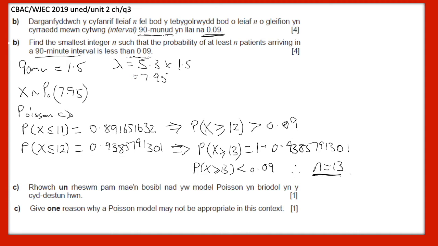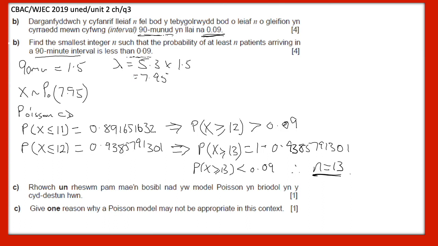Now, so in this particular case I only need one reason. It's only got to be fairly simple. And if you want a Poisson model, then you have to be able to show two elements. One is that the items are independent, and secondly, they occur at a constant rate. Now, you've only got to think of one reason as to why that wouldn't be the case.